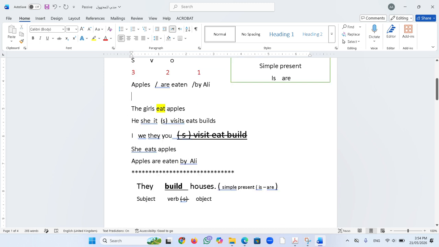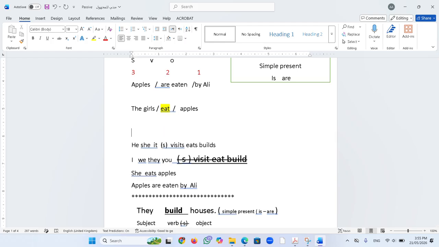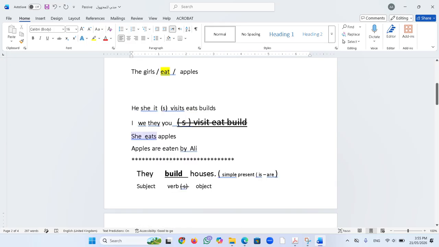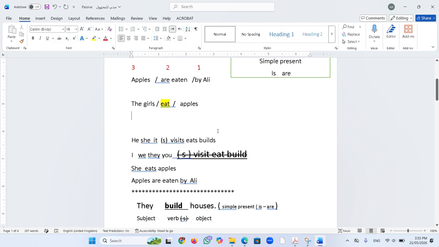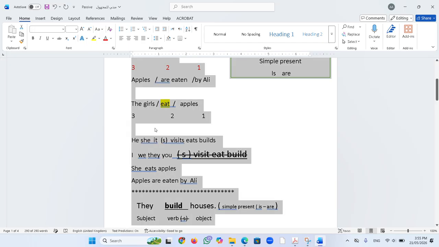Okay, next. The girls eat apples. How to do? First of all, divide the sentence. Here, 1, 2, then 3. 1, 2, 3. Change it to what? You must change it to 3, 2, 1. Okay. What will be the first of the sentence, or at the beginning of the sentence?